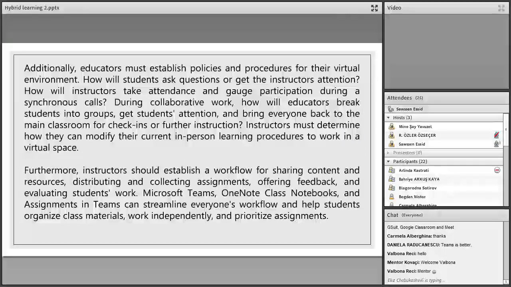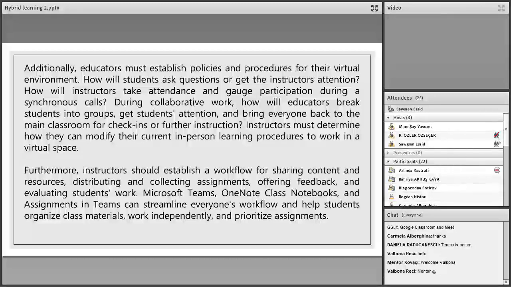Now, educators must also set up policies and procedures for their virtual environment. How will they do that? How will instructors take attendance and gauge participation during synchronous calls? So how will the educator know that his or her students are really making progress? He or she needs to track the students' progress.